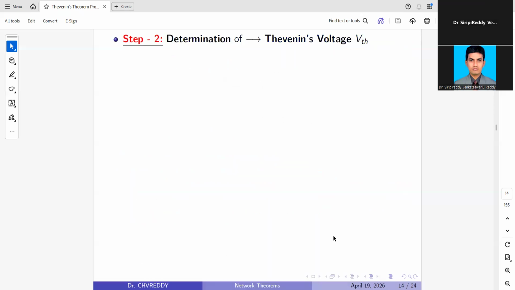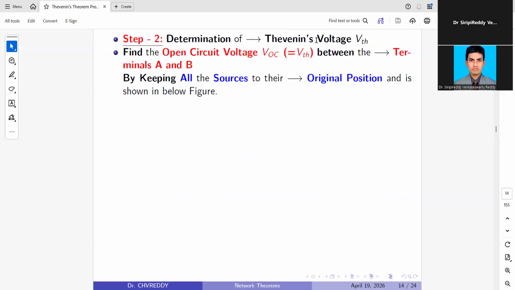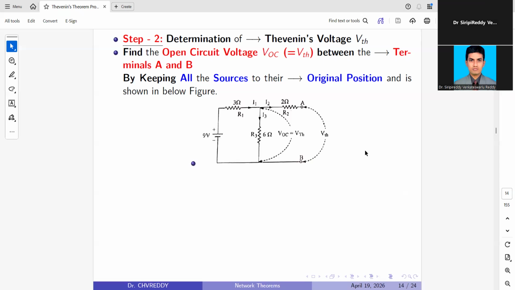Step two is the determination of the Thevenin voltage. How to determine the Thevenin voltage? First find the open circuit voltage, that is VOC, which we can also call the Thevenin voltage, between the terminals A and B. When you are calculating your Thevenin voltage, whatever sources are given in the problem, keep them in their original position. You cannot change anything here. That figure is shown here.